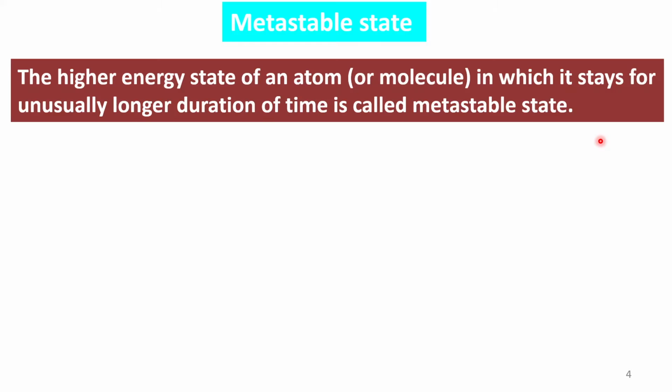Students, in the first chapter we have seen about the atomic energy levels, and in the atomic energy levels we have seen two states of the energy levels, which are the ground state energy level and the excited state energy level. But today we are going to see about the metastable state, what we mean by the metastable state, and what is the role of the metastable state in the lasing action.